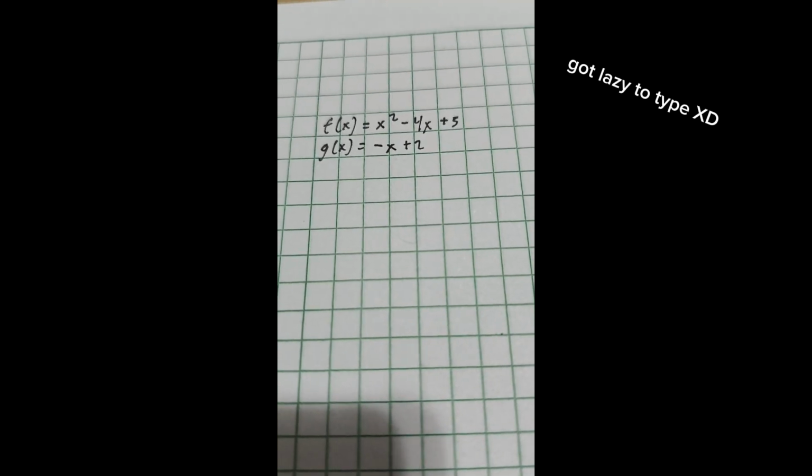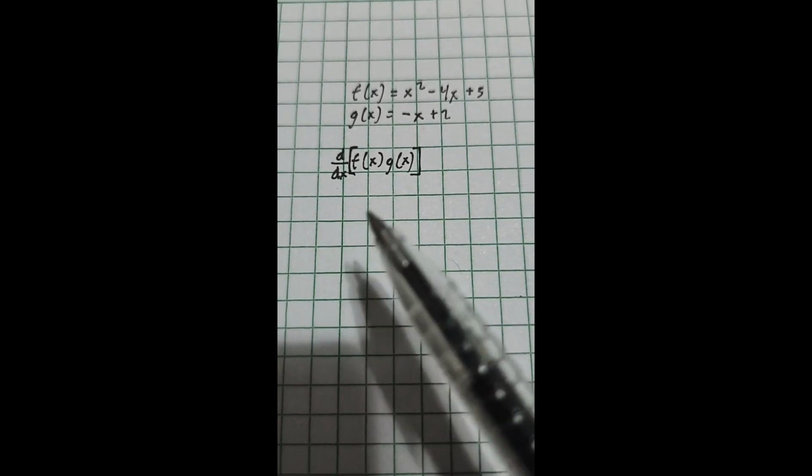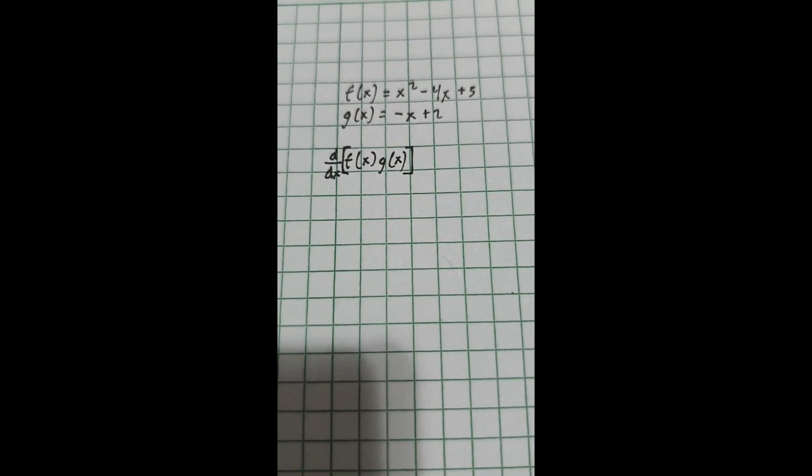So here we have an example. We have f of x is equal to x squared minus 4x plus 5, and g of x is equal to negative x plus 2. So here we're going to find the derivative of f of x times g of x. For x squared, that will become 2x. For minus 4x, we will just be left with minus 4. So here we have just negative 1, and plus 2 would just become 0.